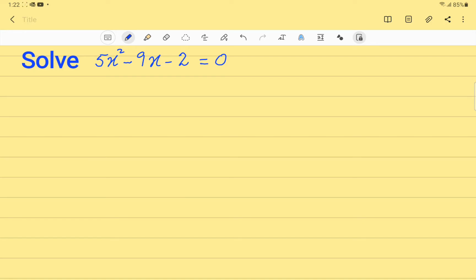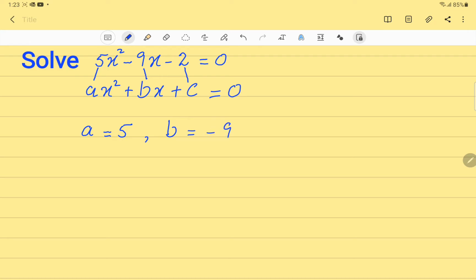Now we will compare this quadratic equation with the general form of a quadratic equation. The general form is ax squared plus bx plus c is equal to 0. When we compare these two equations, we find that a is equal to 5, b is equal to 9, and c is equal to 2. So we will write it down here as a is equal to 5, b is equal to minus 9, and c is equal to minus 2.